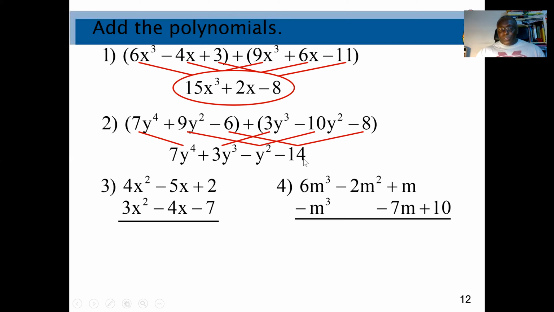Again, why do we get minus 14? Because 6 is negative and 8 is a negative value. So we keep the negative and we combine the two values.